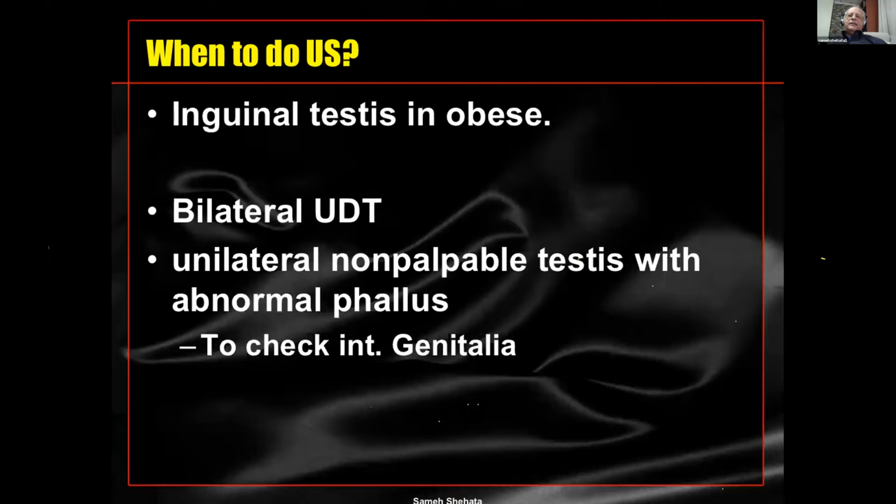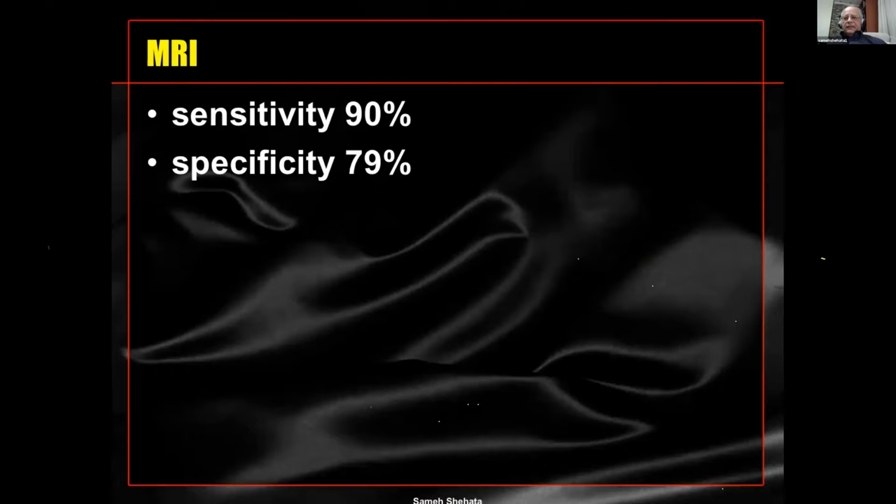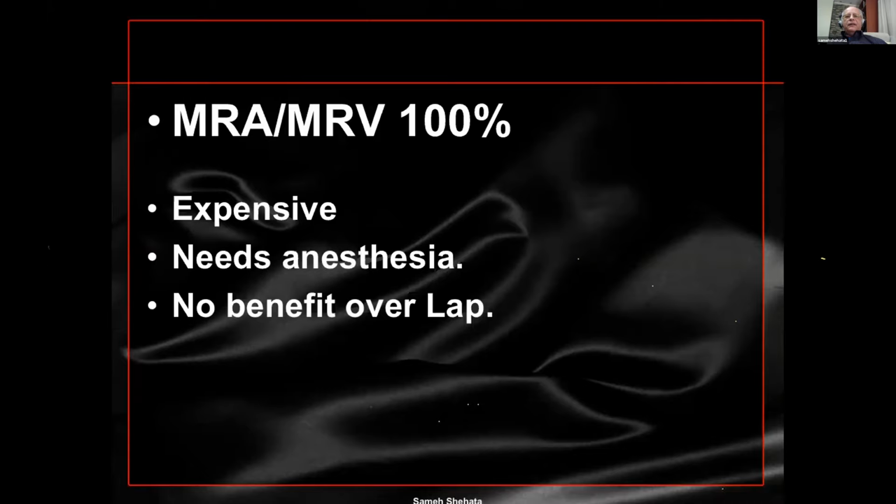MRI has a sensitivity of 90% and specificity of 79%. So again, it's not recommended. It needs sedation or anesthesia, and of course, it is expensive. There's one word here that we'd like to say, that MRA or MRV, magnetic resonance angiography or magnetic resonance venography, is 100% sure. But it is not available in every center. It is very expensive and it needs anesthesia, and there is no benefit over laparoscopy. So from the theoretical point of view, it is 100% accurate, but again, not recommended for routine use in impalpable testis.